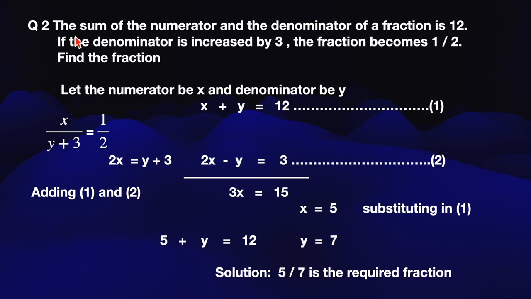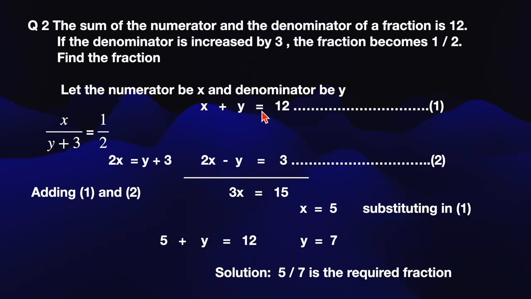Question 2. The sum of the numerator and the denominator of a fraction is 12. If the denominator is increased by 3, the fraction becomes 1 upon 2. Find the fraction. So we have to find the fraction. Let x be the numerator and y be the denominator. These variables x and y we can write only by looking at the last sentence, what they are asking. For the fraction, we need a numerator and denominator. In every problem sum, look at the last sentence. That will tell you what is x and what is y.